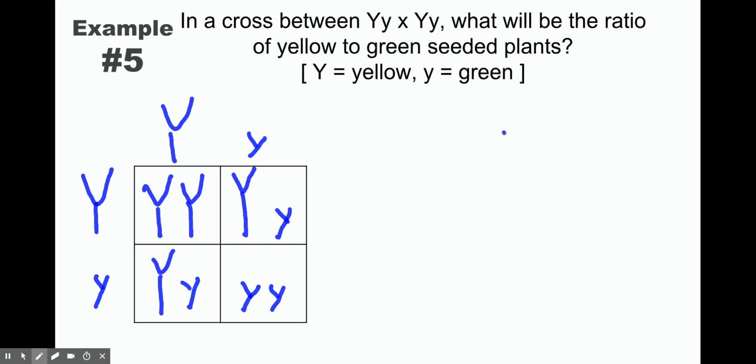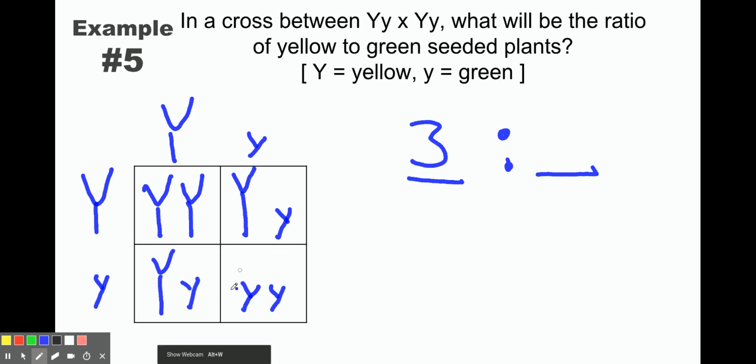So we're looking for a ratio. So we want to count our yellow to our green. All right. So first off, we've got to figure out how many are yellow. Remember, anything with a big Y is dominant. Anything with a big Y is going to be yellow. If I don't have the big Y, that's the only time I'm going to be green. So I have 1, 2, 3 that have at least 1 big Y, and I only have 1 that is all little y's. So 3 to 1 is our ratio, just like we saw earlier in our notes, right?